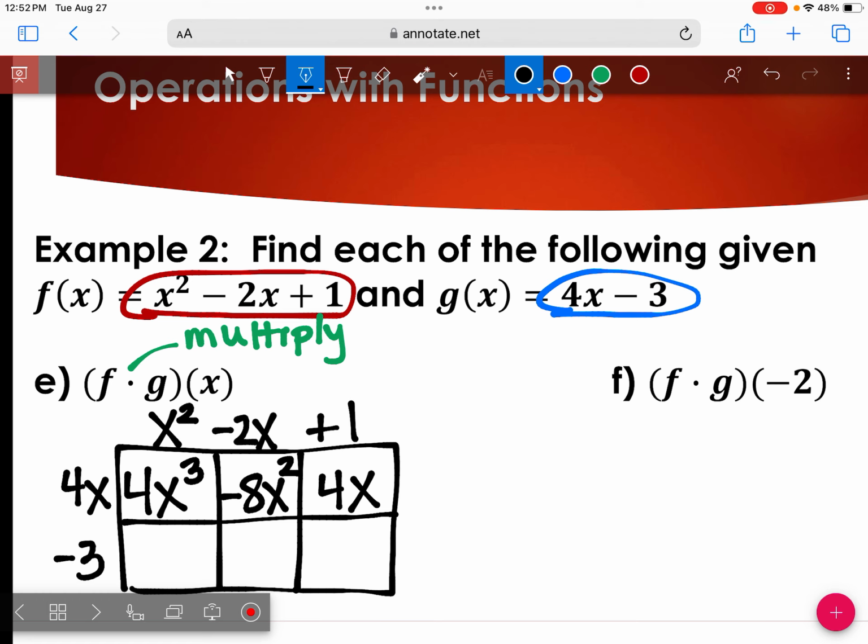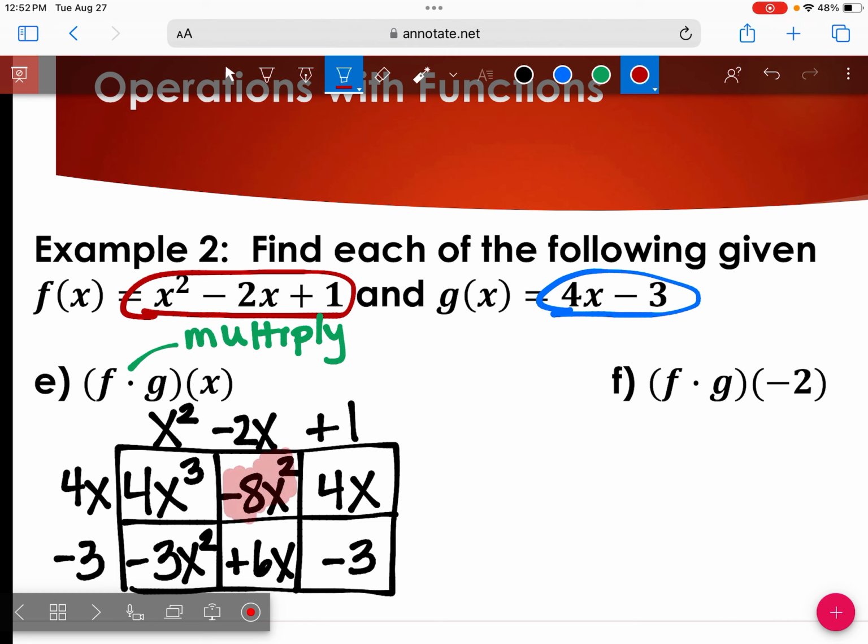Now let's do our bottom row. You're going to take negative 3 times x squared, and that gives you negative 3x squared. What do you get when you take negative 3 times negative 2x? Positive 6x. And then in our last square, we have a positive 1 times a negative 3, which is a negative 3.